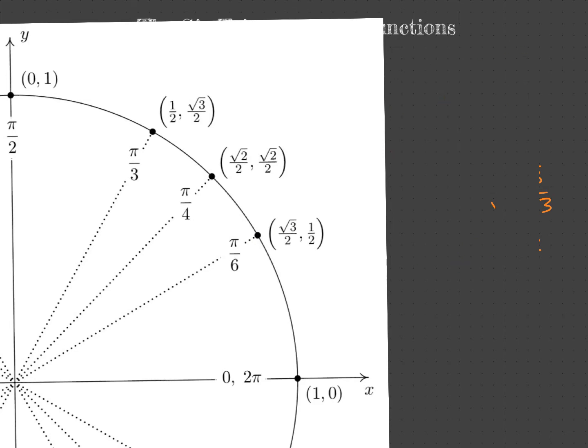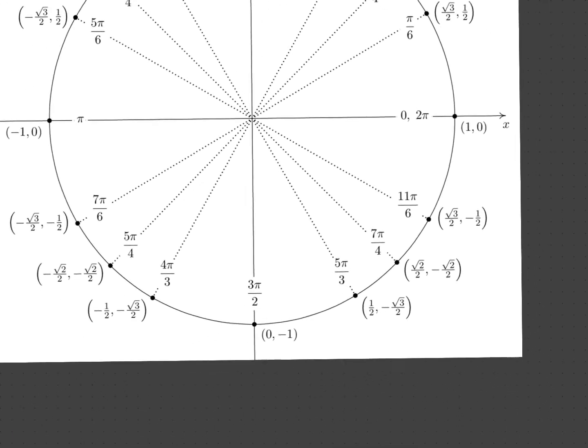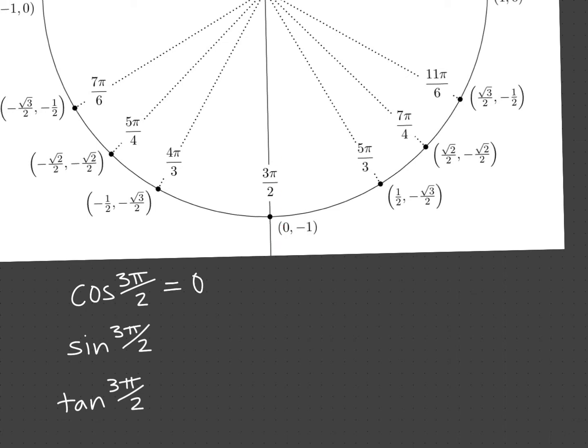Let's explore another spot on the unit circle. Let's take a look at 3 pi over 2 down here. Let's start by finding the cosine and the sine of 3 pi over 2 as a brief review. The cosine would of course be 0, and the sine would be -1. Then to find the tangent, we take the sine and divide it by the cosine, so we'll have -1 over 0. Now we can't divide by 0. Therefore, the tangent of 3 pi over 2 is undefined.